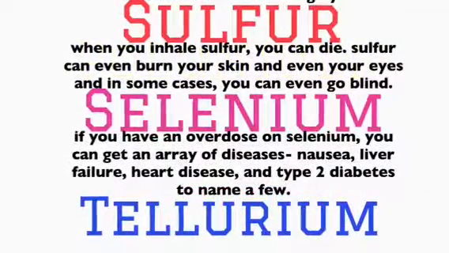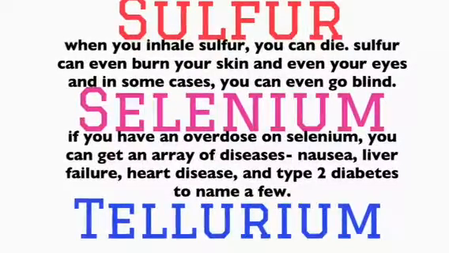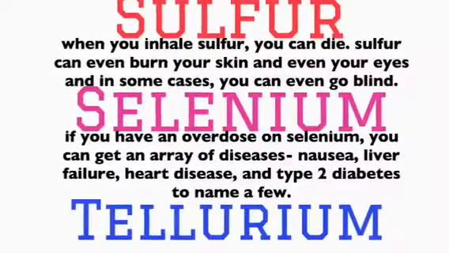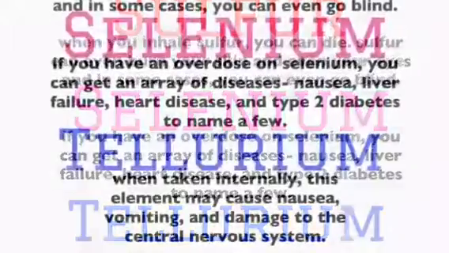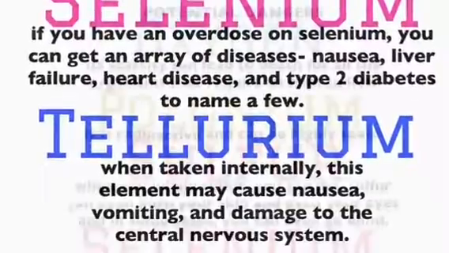Selenium. If you have an overdose on selenium, you can get an array of diseases: nausea, liver failure, heart disease, and type 2 diabetes, to name a few. Tellurium. When taken internally, this element may cause nausea, vomiting, and damage to the central nervous system.